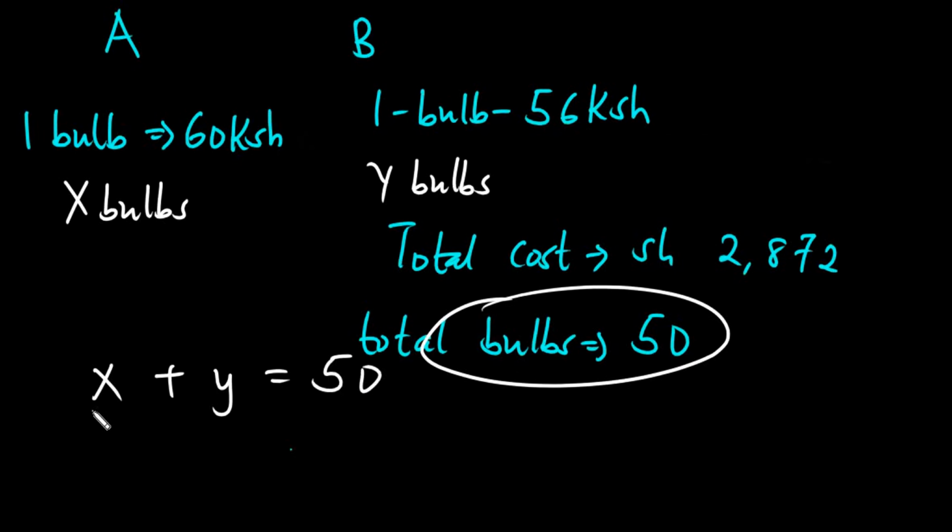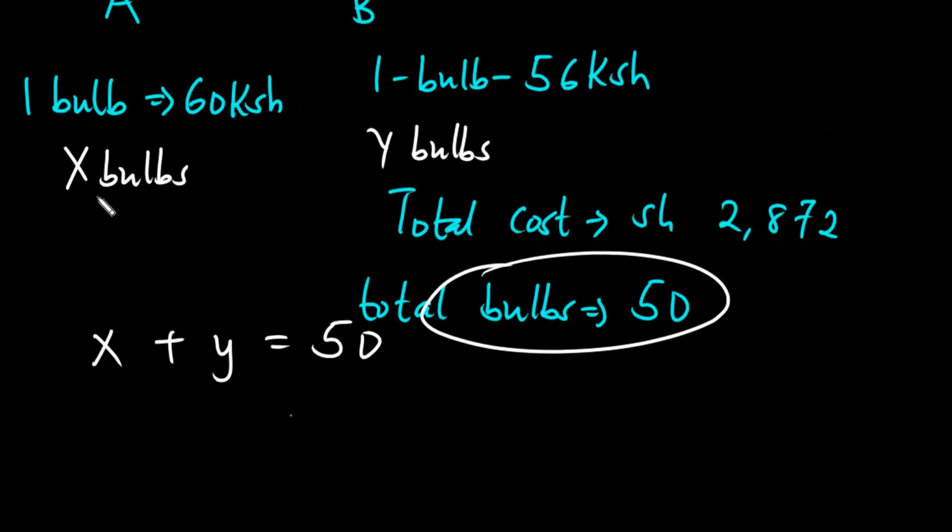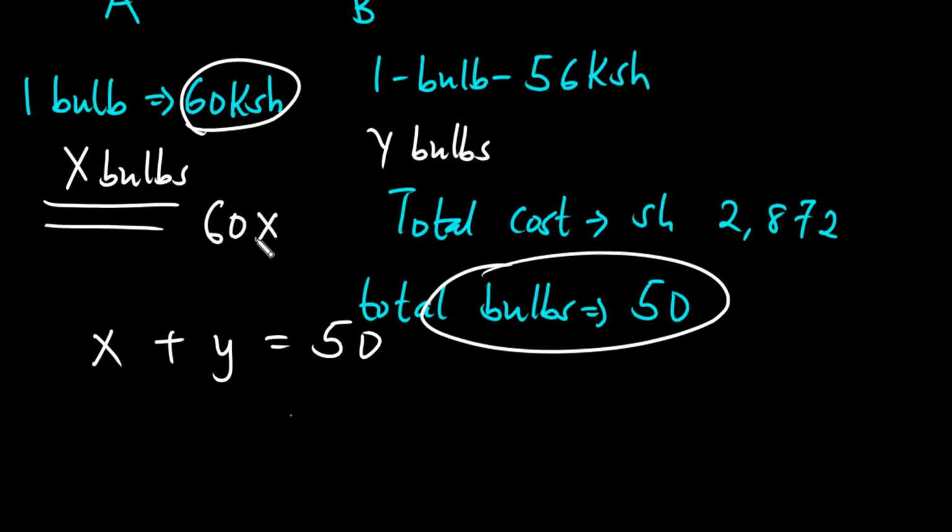So X is the number of bulbs of type A, Y the number of bulbs of type B, and the total number of bulbs is 50. Now we are also told that one bulb of type A goes at 60 shillings. What about X bulbs? X bulbs will go at 60 times the number of bulbs, which is X. So the total cost for type A is 60X. And for type B, one bulb goes at 56 shillings, and there are Y bulbs, so the total cost of type B is 56Y.